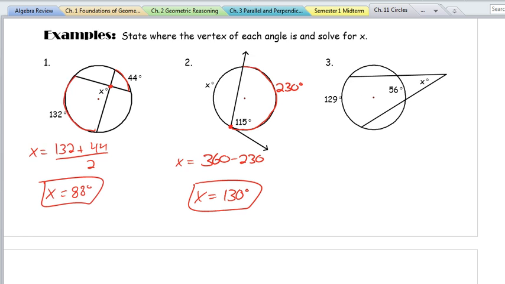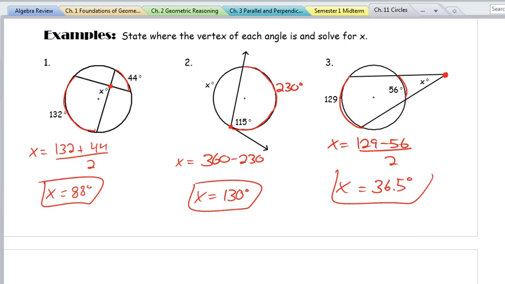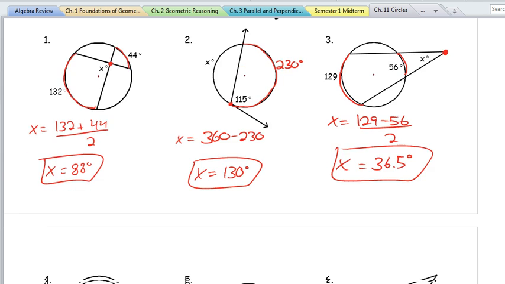Okay. Next one. A little bit different. Again, we're trying to figure out where the vertex is. It's right there. Here's my two intercepted arcs. So x equals 129 minus 56 all over 2. So x is going to be equal to, what is that, 73 all over 2, I believe. 129 minus 56 divided by 2. We'll call it 36.5 degrees. Again, it's as simple as that, looking back at your formulas and then going ahead and plugging them in.